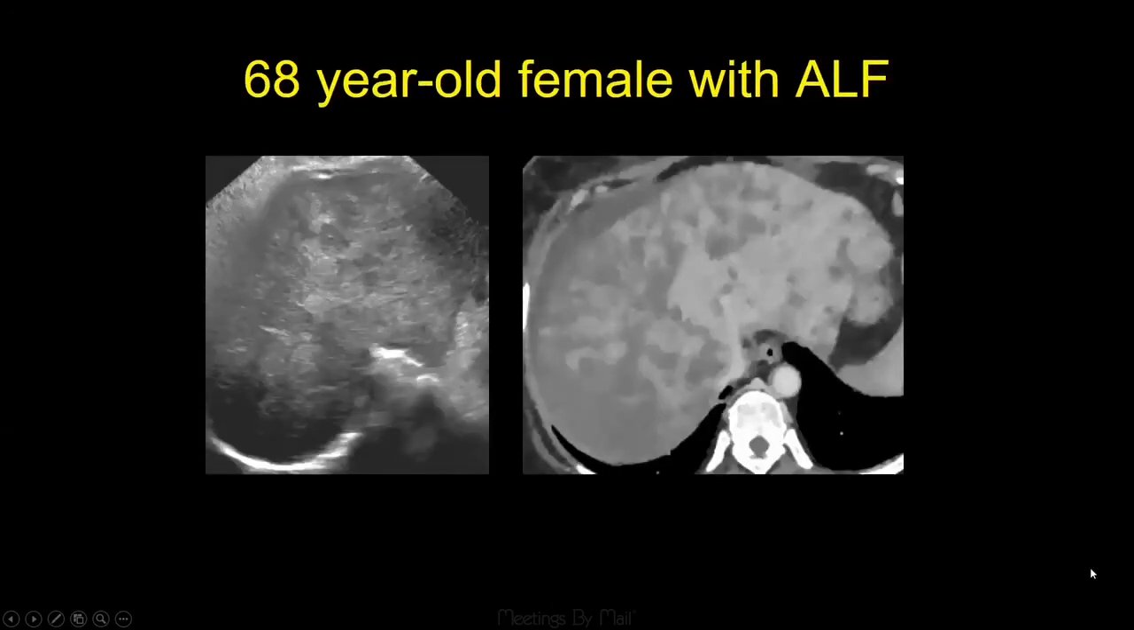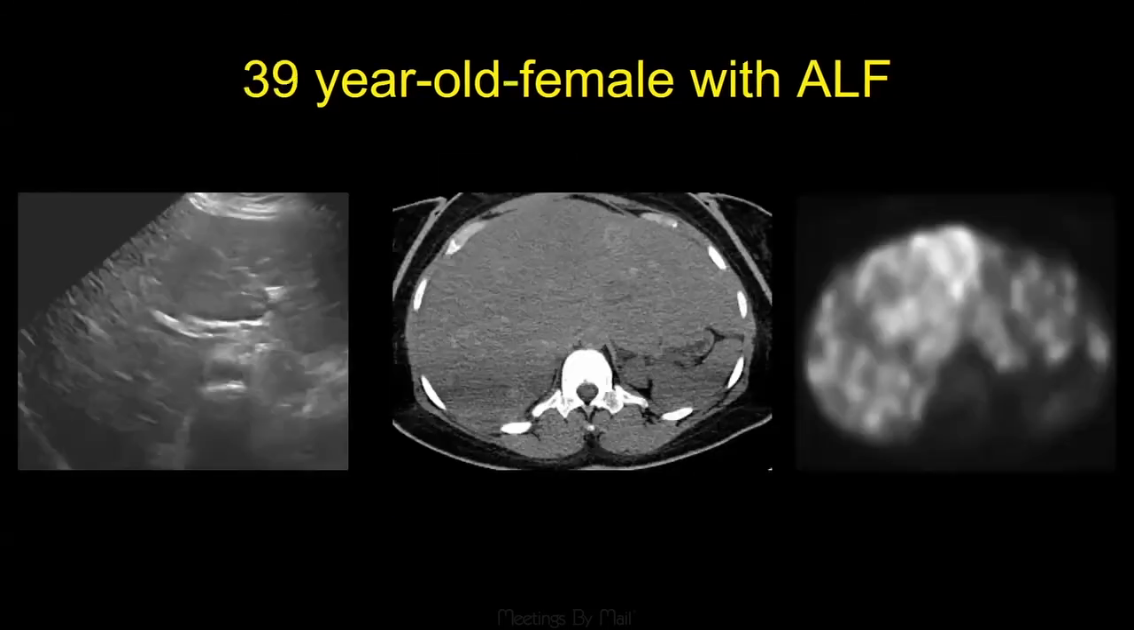This is a patient who presented with ALF, and her liver is very heterogeneous with hypoechoic areas scattered throughout, particularly in the periphery. The liver is enlarged, and she has ascites. Now, this patient had a liver biopsy, and this turned out to be metastatic adenocarcinoma.